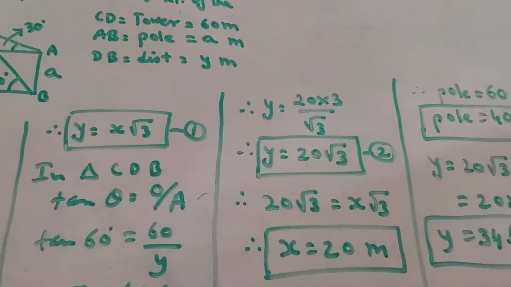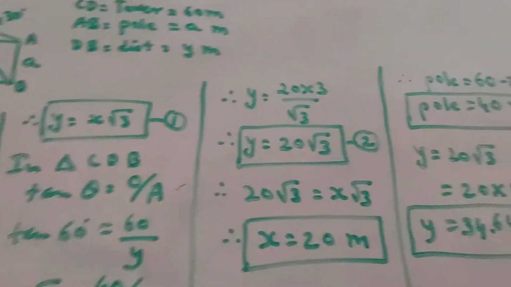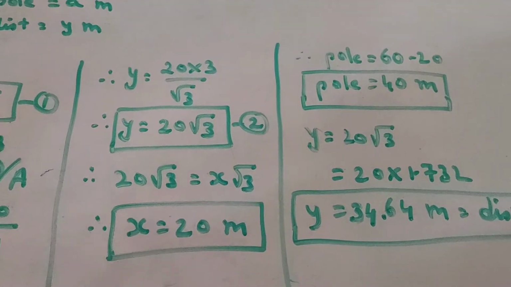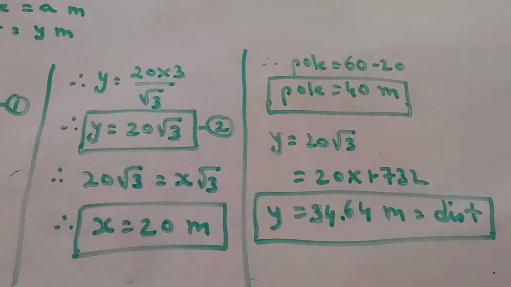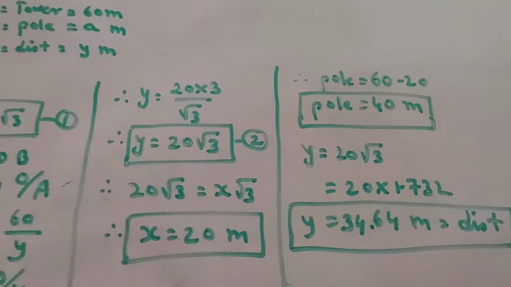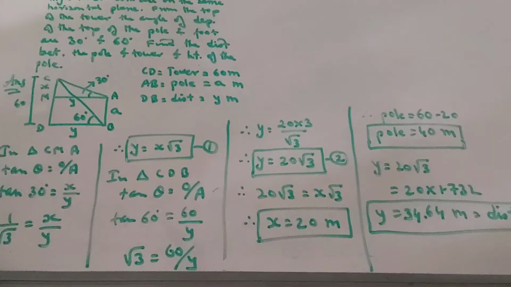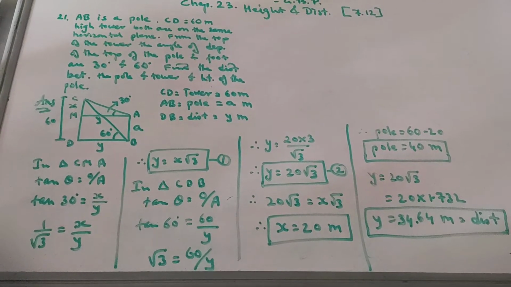So x is 20, so the height of the pole is 60 minus 20, you get 40 meters, and y is the distance. So 20 multiplied by root 3 is 20 multiplied by 1.732, you get 34.64 meter. That is the distance between the pole and the tower. I hope you understood this one. Let us work it out. Sum number 22.